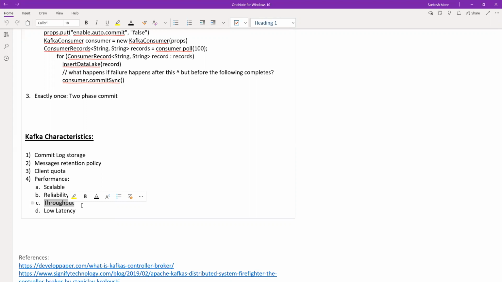Even if the batch size is smaller, it might be fine, because that is something the application will have to decide. But if we are doing batching, and the whole batch goes to a partition, then you will get good throughput. So you will have to design the producer system that way.